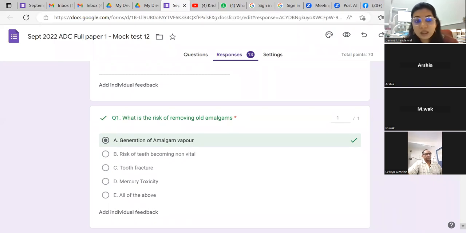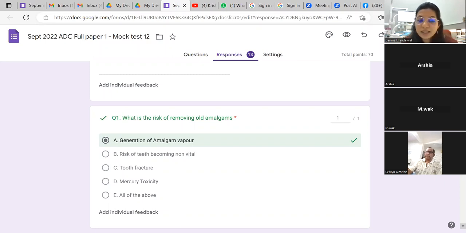That is true. Risk of teeth becoming non-vital? Not necessarily. This is very rare, but can it happen? It can happen. Tooth fracture? Well, if the amalgam was a really deep restoration and you will weaken the tooth structure, it can happen. Mercury toxicity, yes, it can happen. All of the above, that is also true. But risk of teeth becoming non-vital is very, very rare. Tooth fracture is, again, very low on priority.